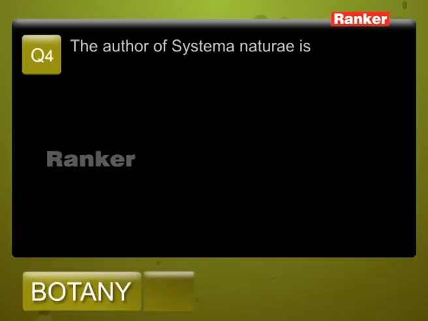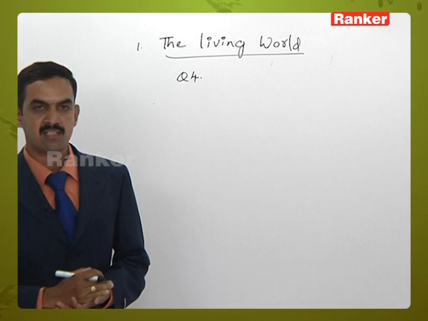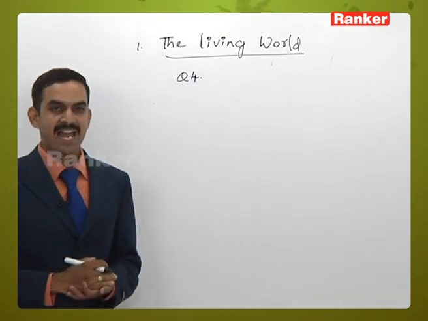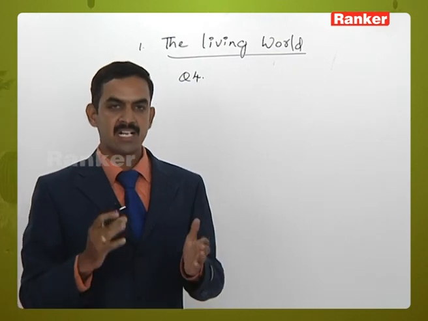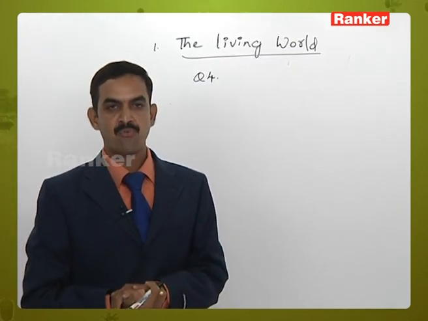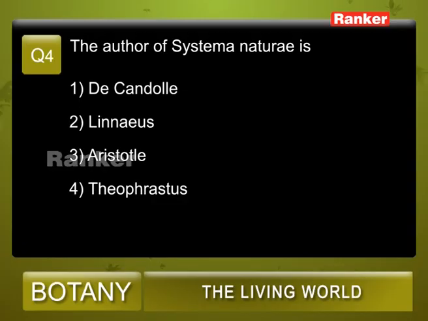Question number 4, the author of Systema Naturae. There are many scientists who are concerned with plants, their nomenclature and classification, that is, taxonomy. Four scientists' names are given in the form of 4 options: first option De Candolle, second option Linnaeus, third option Aristotle, and fourth option Theophrastus.